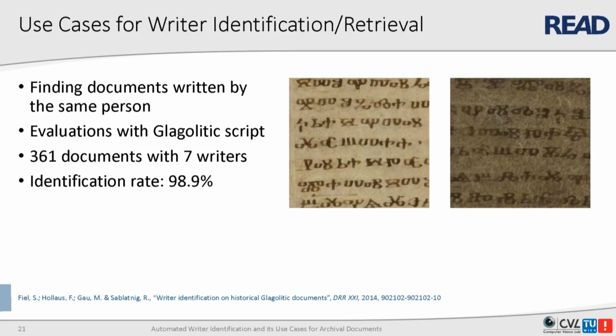The next thing, which is done in a different project of our institute, is that they want to know who has written the document. So we have here some Glagolitic scripts. Glagolitic is the oldest Slavic script, and those documents are from the 13th to 16th century. Those 2 documents have been written by the same writer.